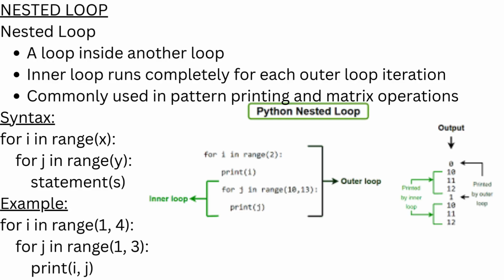For each iteration of the outer loop, the inner loop runs completely. After the inner loop finishes, the outer loop moves to the next iteration. Nested loops are commonly used in pattern printing, tables, and matrix-based programs. Students should carefully observe how many times the inner loop executes.